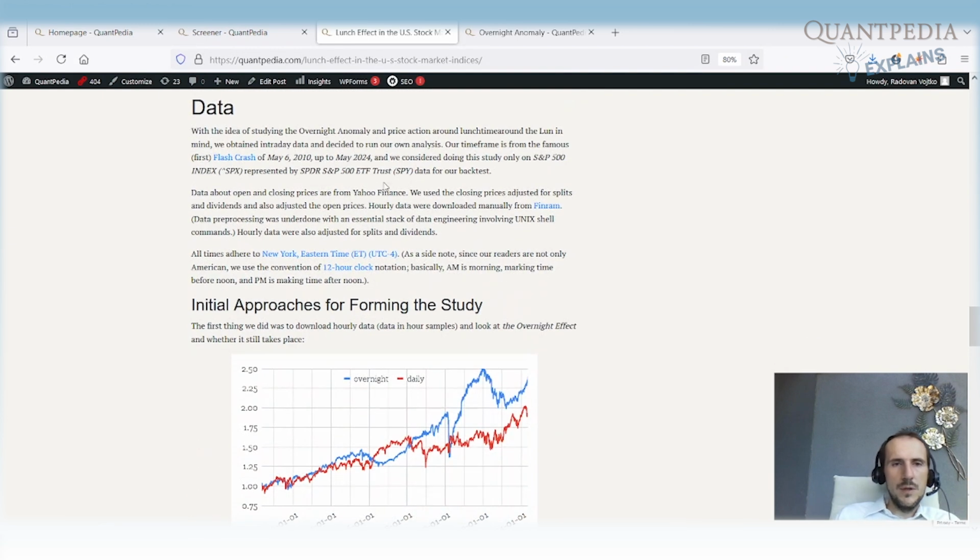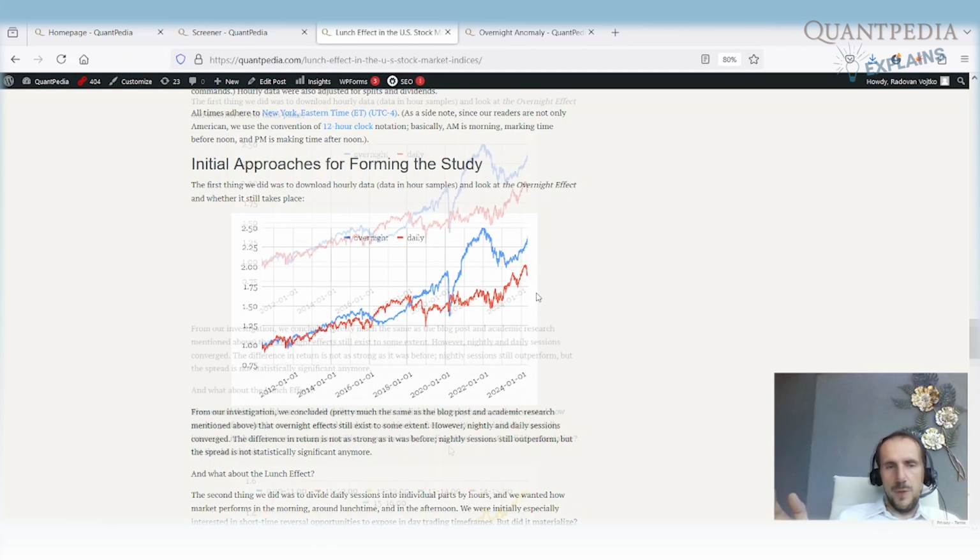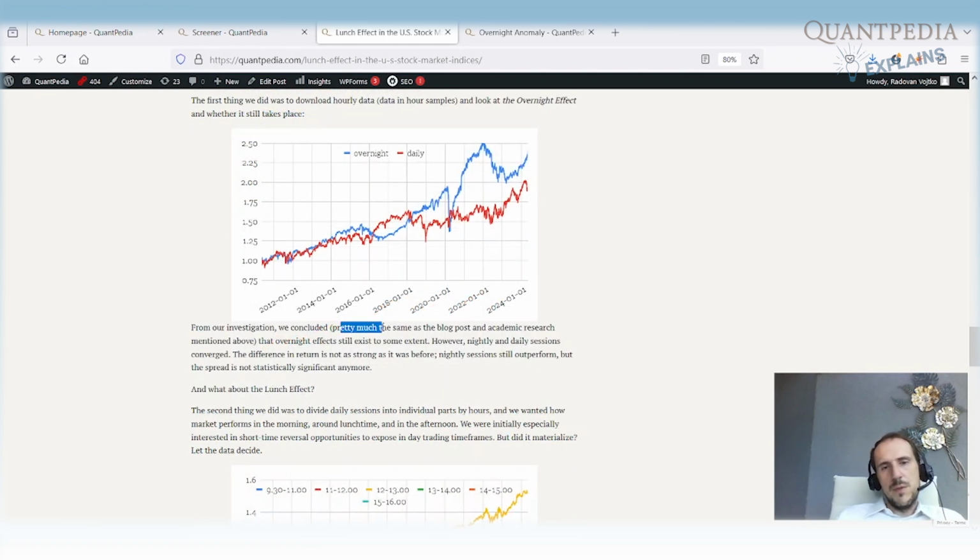So we downloaded the data, we obtained the daily data from the flash crash on May 6, 2010 until May 2024, so it's 14 years of data. And firstly, we checked if there is an overnight anomaly. So here is the overnight anomaly from 2010. We can see that overnight return is still a little higher than daily return, but they are closer to each other than over the longer period. We concluded pretty much the same as the blog post and academic research mentioned above, that overnight effects still exist.